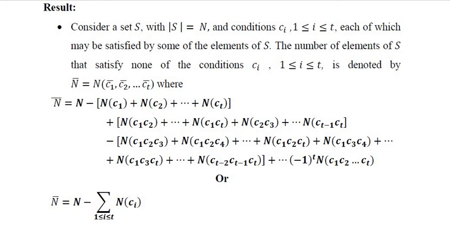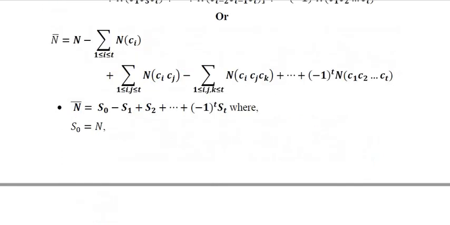So as we know, this formula is not... so in notation we can write it as n bar is equal to n minus the sum over 1 less than or equal to i less than or equal to t of n of Ci, plus the sum over 1 less than or equal to i, j less than or equal to t of n of Ci Cj, minus the sum over 1 less than or equal to i, j, k less than or equal to t of n of Ci Cj Ck, plus etc., plus minus 1 the whole raised to t, n of C1 C2 etc. up to Ct. This is the summation notation for the above result.